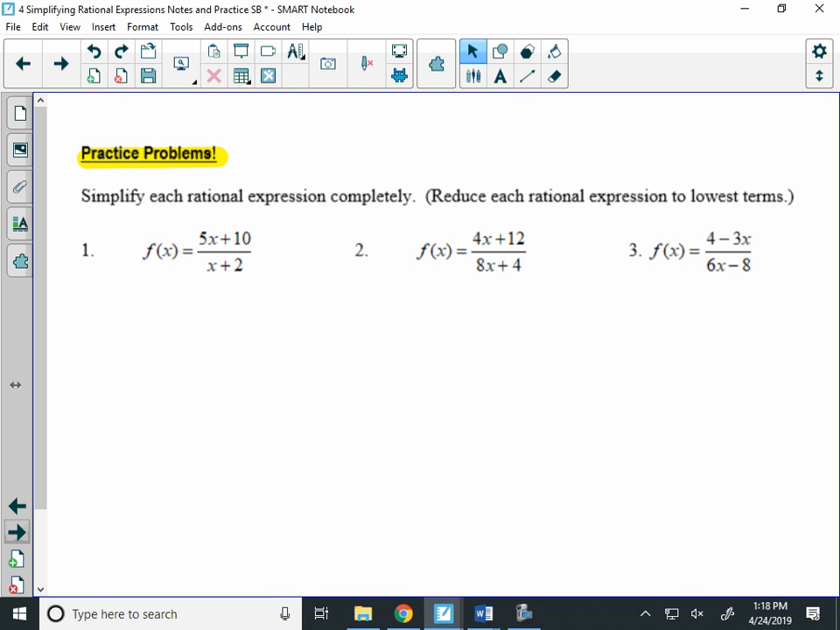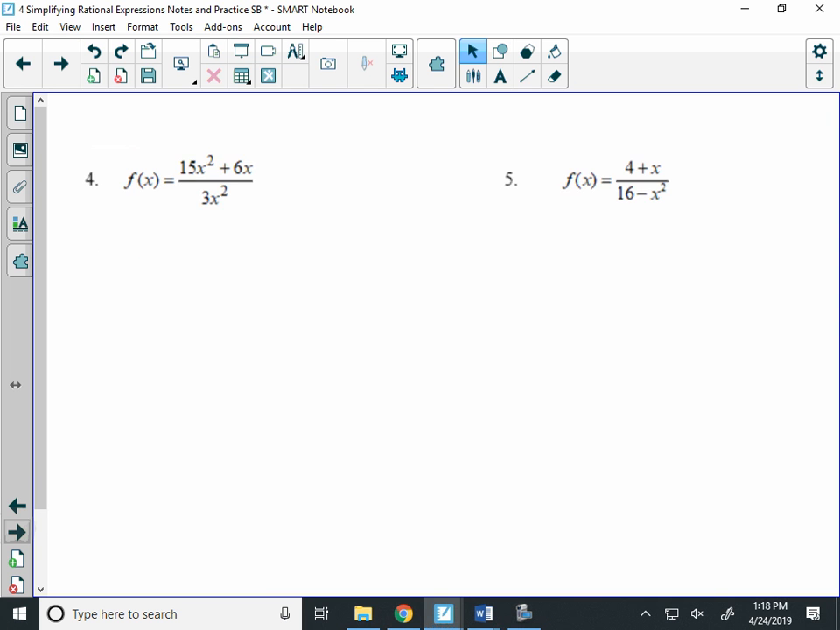Actually, I want to talk about number 3 real quick, because number 3 will help you with another one later on. Or actually, number 5. I'm going to skip to number 5. Let's look at number 5 real quick, because there's one thing that a lot of people were making, this common mistake. So number 5, the numerator stays the same, 4 plus x.